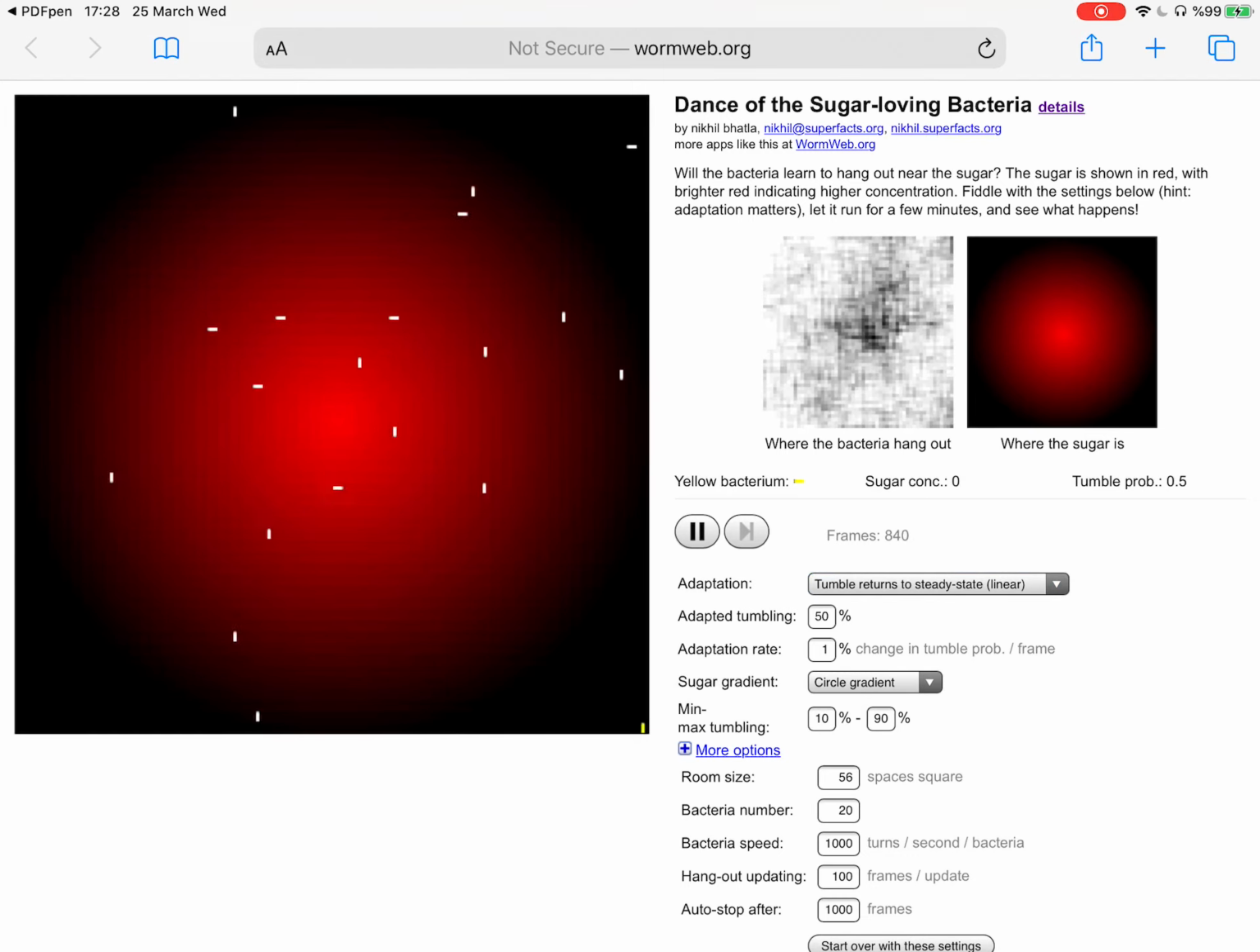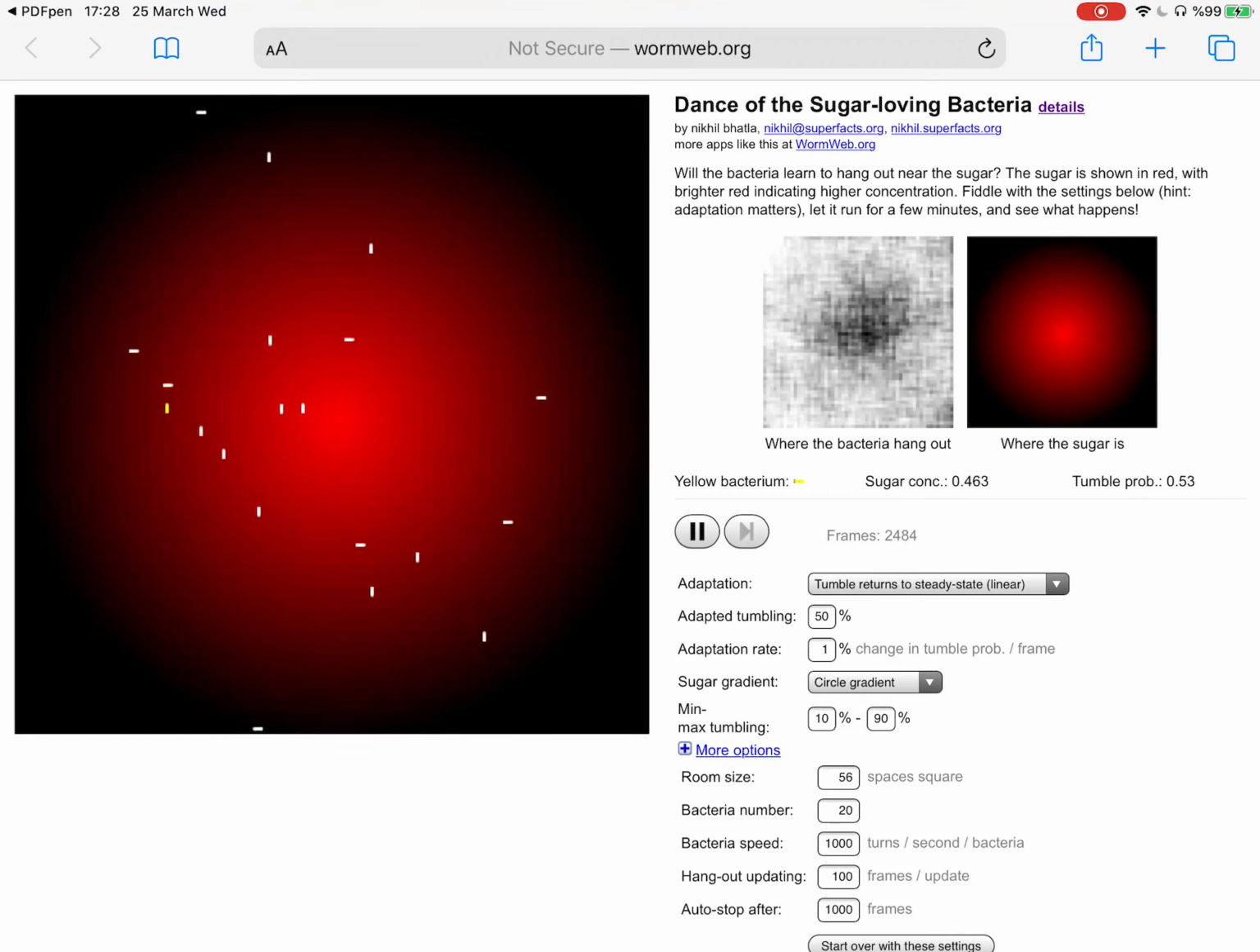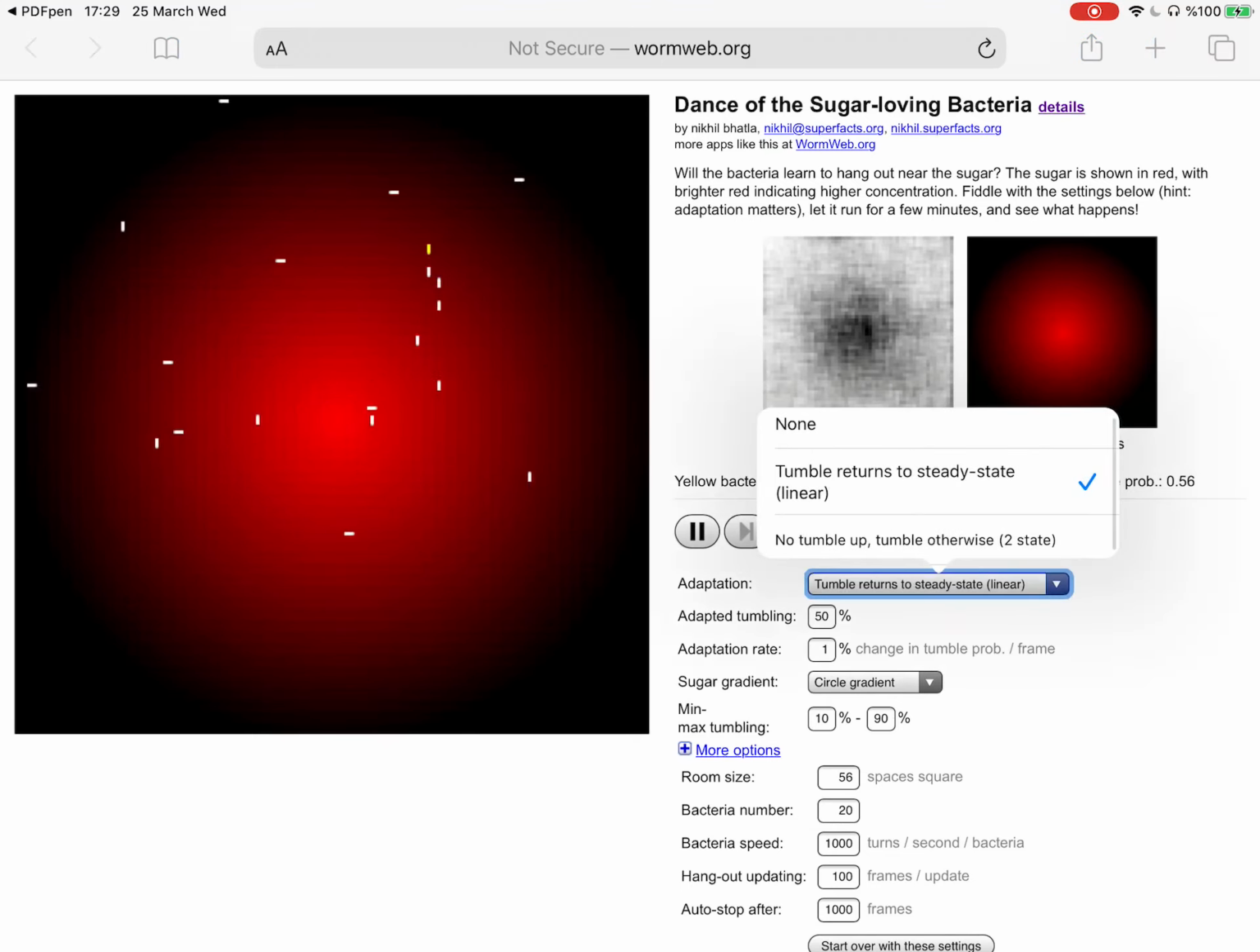So I've restarted the simulation, and when you look at the animation, you don't really notice them doing all that much different, but if you look to the right side, to the heat map, to the where the bacteria hang out thing, you realize that they're now hanging out more often in the sugar-rich areas, which is good. I mean, it's what we want, except it's not, like we said, perfect. If they were to adapt to the exact right kind of steady state, they would be much more precise at it. And to simulate that, there's a third adaptation option here.